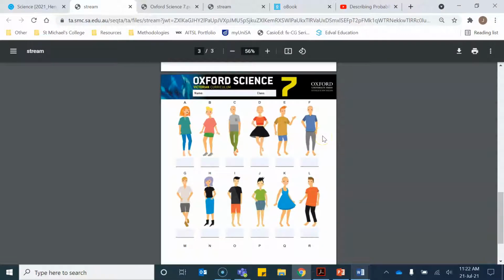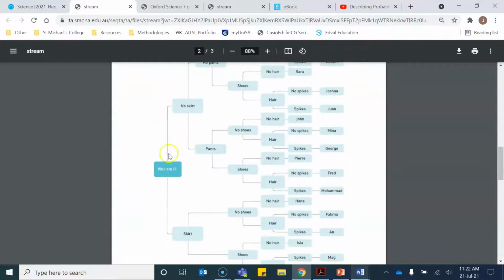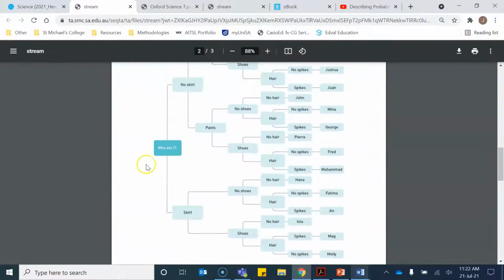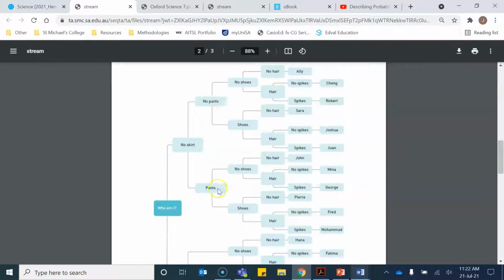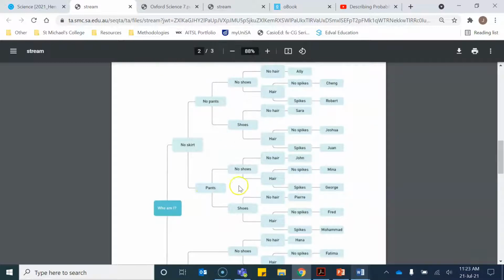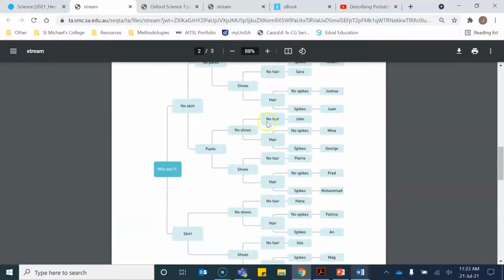So who are the students at Stickman Secondary College? Well, here you go. Here are each of the people. So if we look at our first example, we have a girl, and we'd start off by saying, who am I? Do I have a skirt or no skirt? Well, she has no skirt, therefore I go no skirt. Is she wearing pants or no pants? She's wearing pants, therefore I would come here. Is she wearing shoes or no shoes? She's not wearing shoes, so I'll go no shoes. Does she have hair or does she have no hair? She has hair. Does she have spikes or no spikes? She had no spikes, therefore she is meaner.